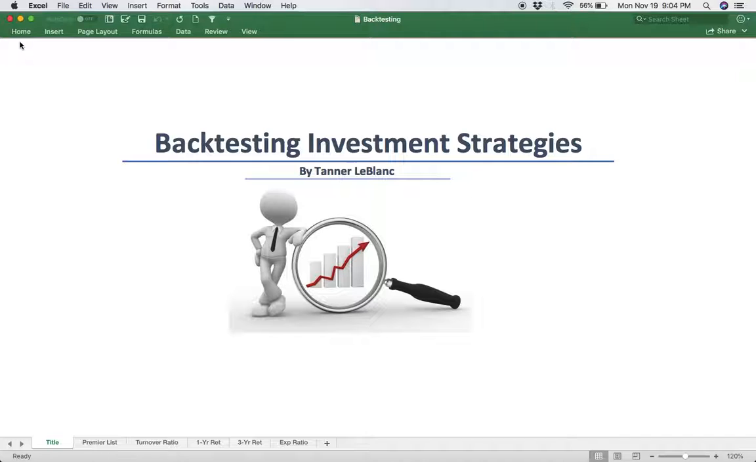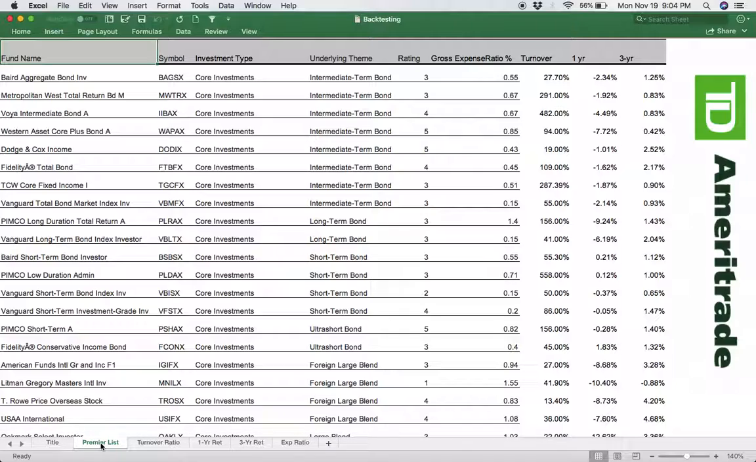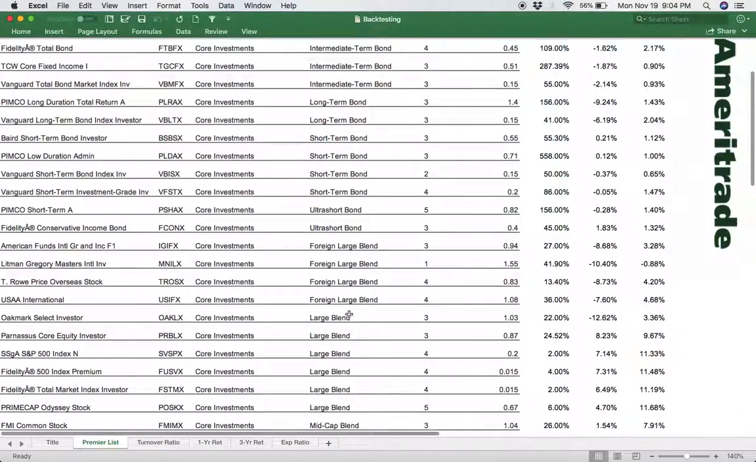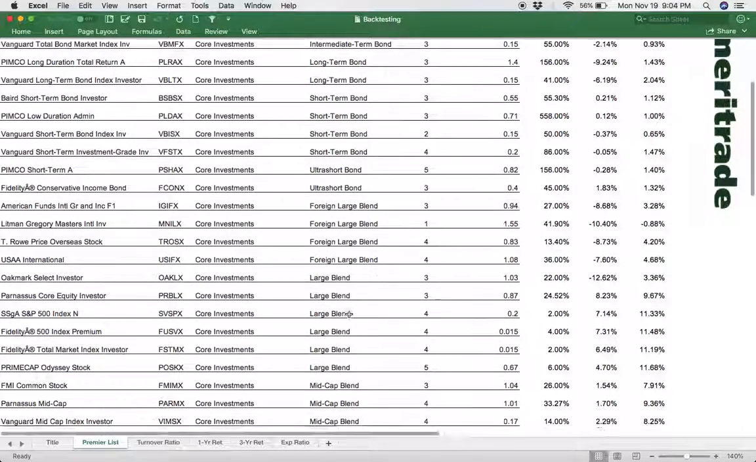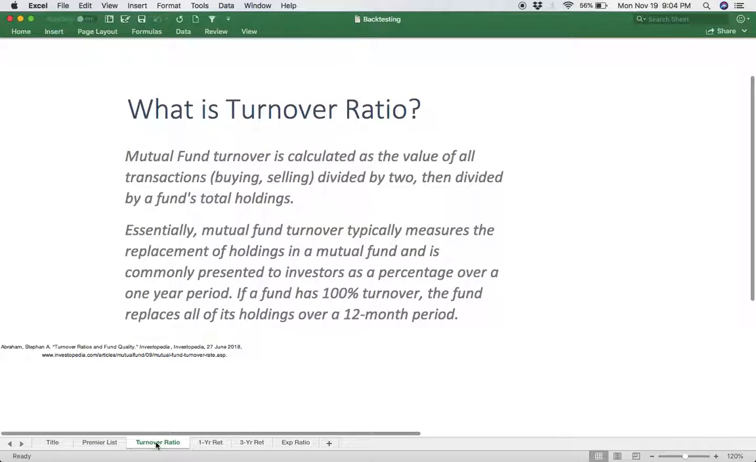of financial strategies. The data that we're going to be using today is provided by TD Ameritrade, and it is composed of core and primary investments, which are meant to represent a well-diversified portfolio. As you can see, it's made of many different types of mutual funds: long-term, short-term bonds, foreign large markets, small cap, mid-cap, pretty much every type of mutual fund. Now, what we're testing to see significance of today is turnover ratios and its effect on expense ratios and returns.